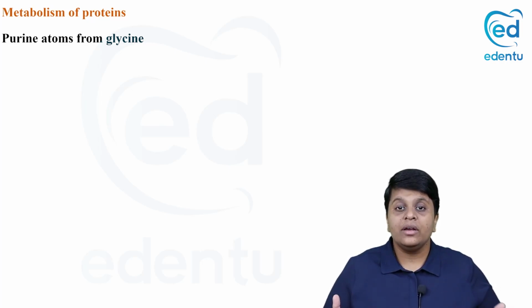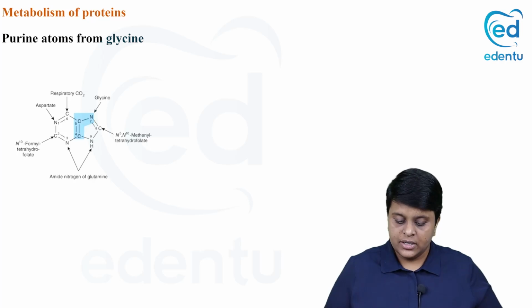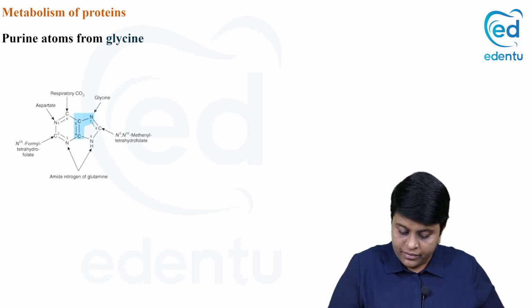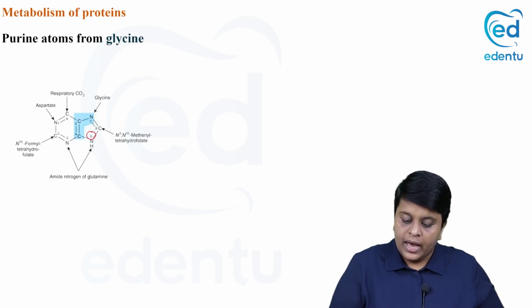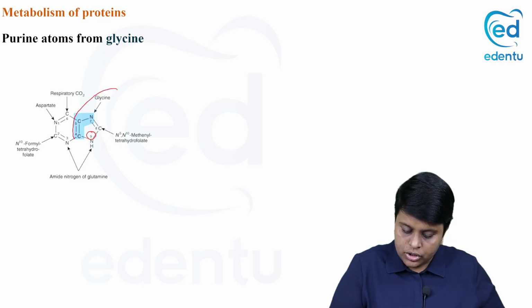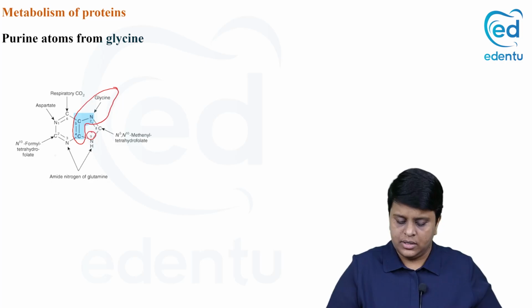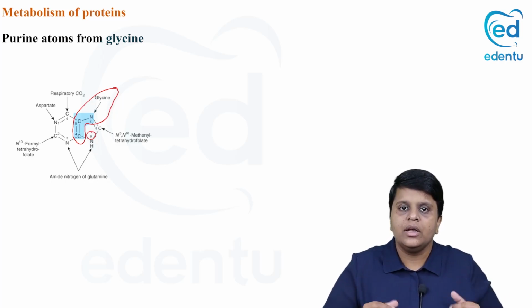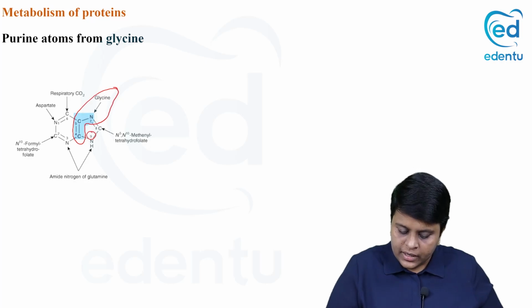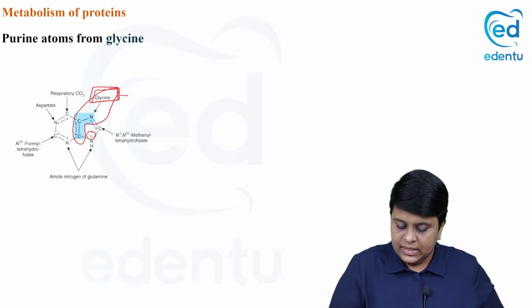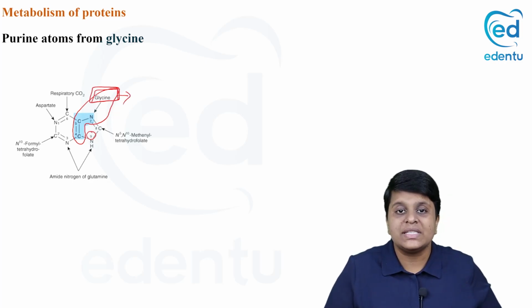Atoms of the purine ring are also derived from glycine, right? So this is the structure of purine. You have 9 atoms in the purine ring and if you see, glycine will contribute to C4, C5 and N7. All the other atoms are contributed by different compounds, which we will see in detail in our nucleotide metabolism. Here you just remember glycine will give rise to C4, C5 and N7 atoms of a purine ring.